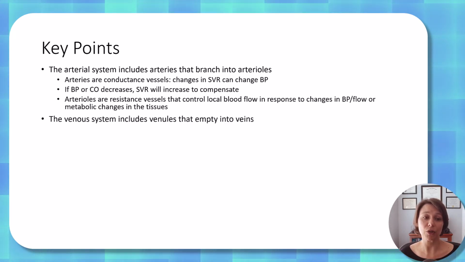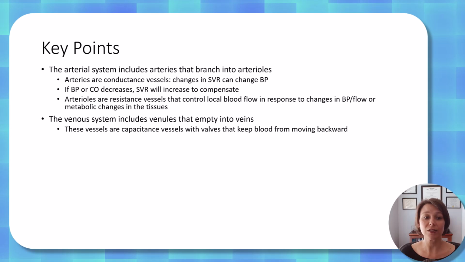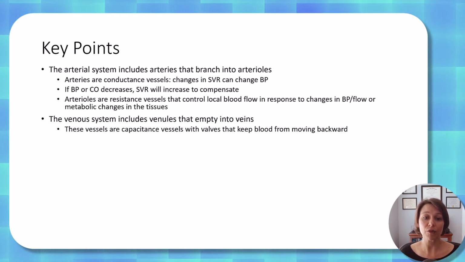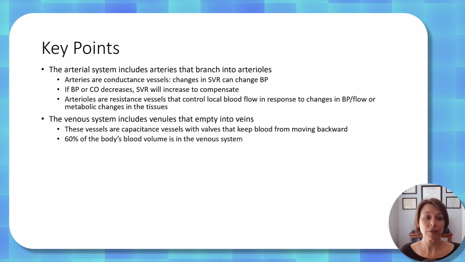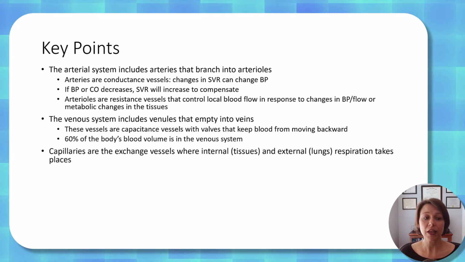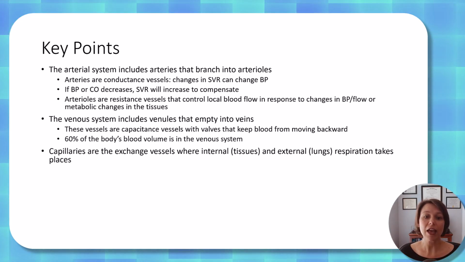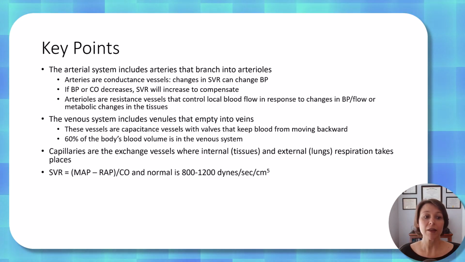The venous system includes venules that then empty into veins. These vessels are capacitance vessels with valves that keep the blood flow from moving backwards. 60% of the body's blood volume is in the venous system. Capillaries are the exchange vessels where internal respiration occurs at tissue level and external respiration takes place in the lungs.